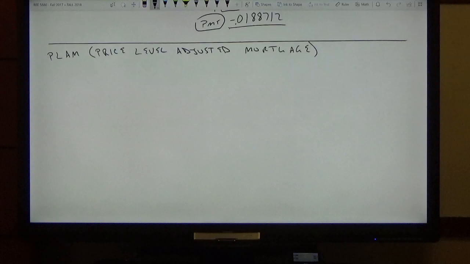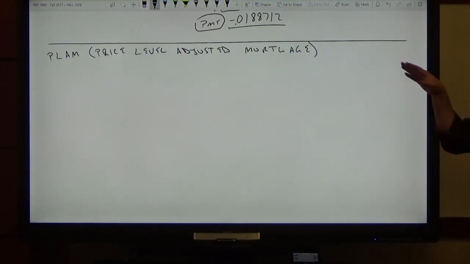Now, think about it like this. Let's say that we're heading into a very high inflationary time period where real estate prices are going up dramatically, but one of the loan products on offer is this price level adjusted mortgage. Over that time period, you're going to owe more on that loan than you originally borrowed. It's not negative amortization so much as your balance is going to be increasing relative to a consumer price index or some other measure of inflation.